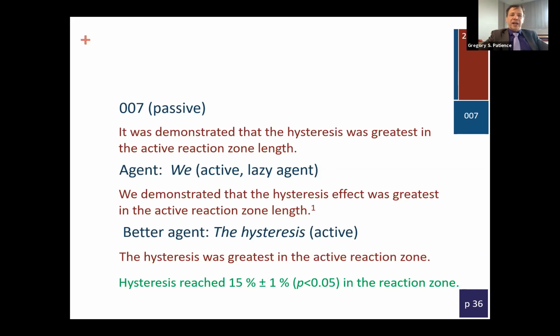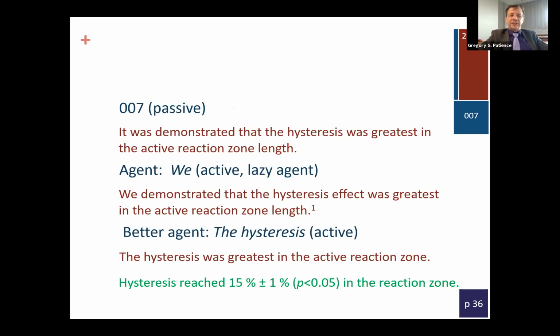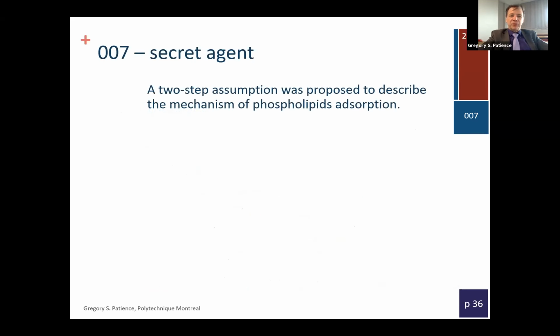So here's another demonstration, okay? A two-step assumption was proposed to describe the mechanism of phospholipids adsorption.